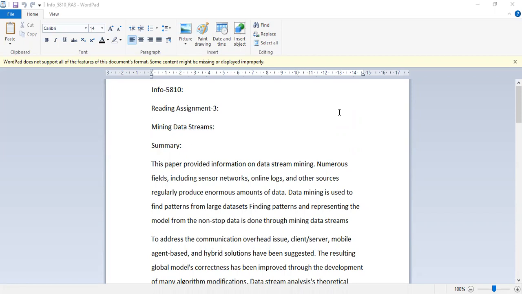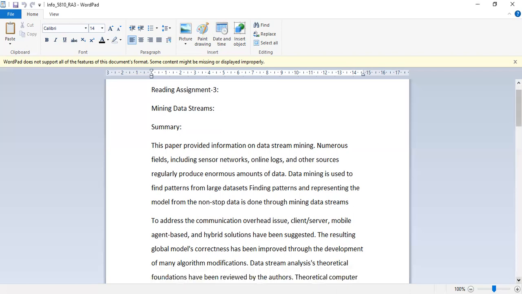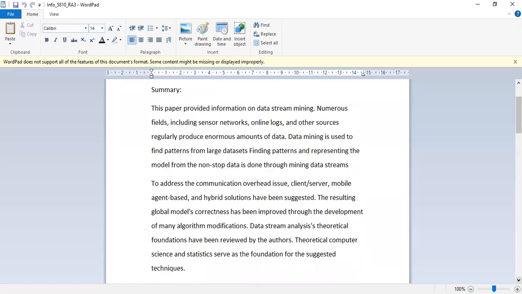This paper provides information on data stream mining. Numerous fields, including sensor networks, online logs, and other sources, regularly produce enormous amounts of data. Data mining is used to find patterns from large data sets. So finding patterns and representing the model from non-stop data is done through mining data streams. To address the communication overhead issues, client or server, mobile agent-based or hybrid solutions have been suggested. The resulting global model's correctness has been improved through the development of many algorithm modifications.